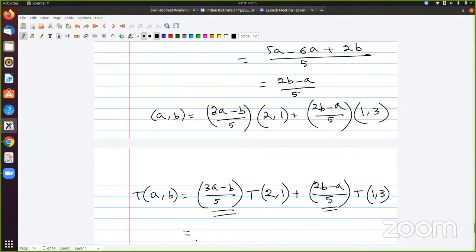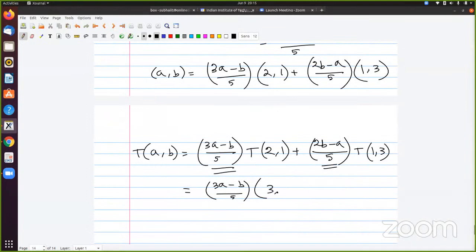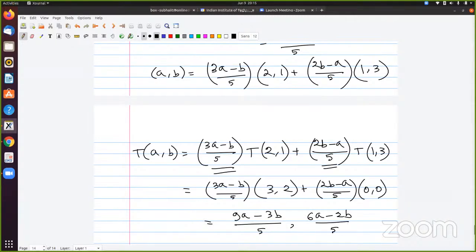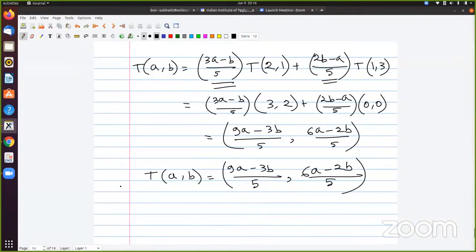Now what is T of (2, 1)? T of (2, 1) is given, no? (3, 2). Are you with me or are you lost? Yes, sir. Okay. And T of (1, 3) is (0, 0), right? So what is this? This is (9A minus 3B) by 5, (6A minus 2B) by 5, correct? So you know what is T(A, B). This is your definition. This is what you get as your linear transformation, right?